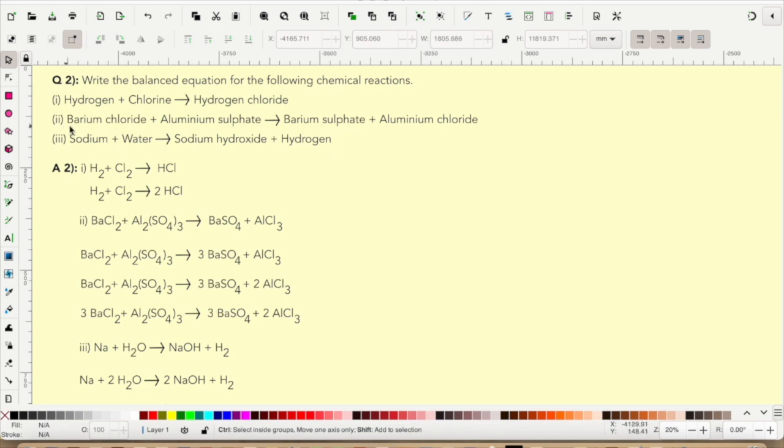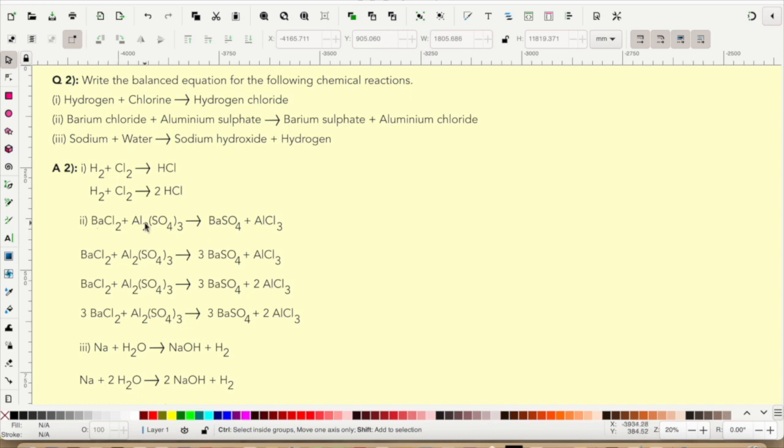Second part, barium chloride and aluminium sulfate react to form barium sulfate and aluminium chloride. We will write BaCl2 in place of barium chloride, Al2(SO4)3 in place of aluminium sulfate, BaSO4 in place of barium sulfate and AlCl3 in place of aluminium chloride. This is a skeletal chemical equation which we have to balance.